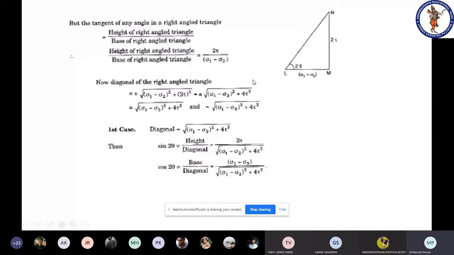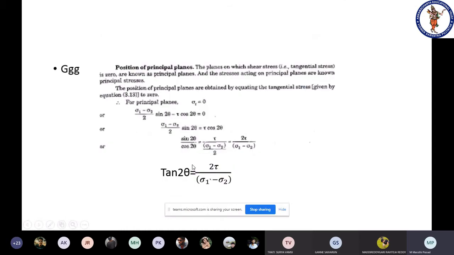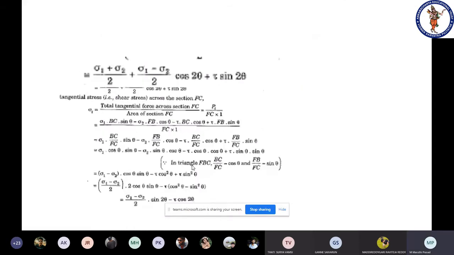So from the available quantity, that is tan 2 theta, I have calculated the hypotenuse. After calculating the hypotenuse, we got the values of sine 2 theta and cos 2 theta. I think it is clear for you. Now I have all the values, sine 2 theta value there, cos 2 theta value there. What are all these values for?